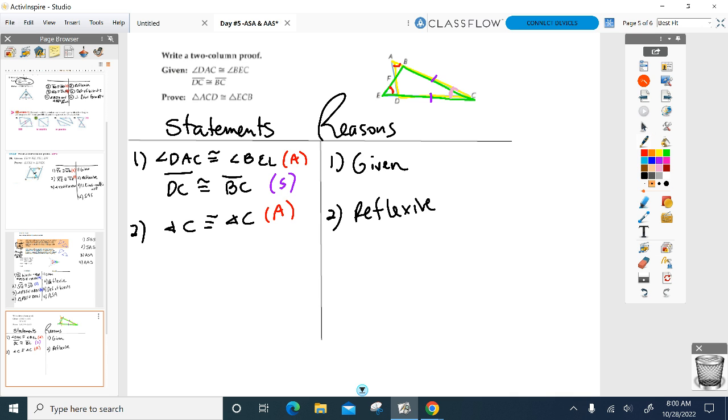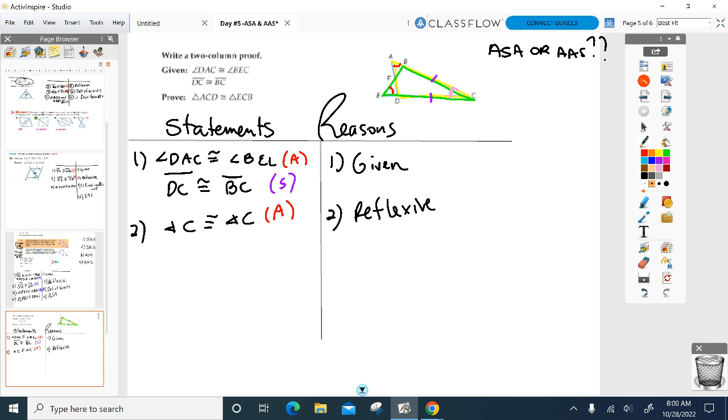So that was one tough thing about this proof. Here's the second tough part. Is this an angle side angle or an angle angle side proof? Because this is tough when they overlap, right? It's tough.